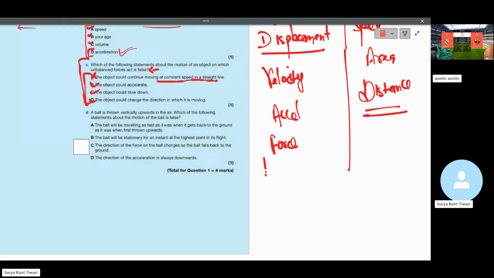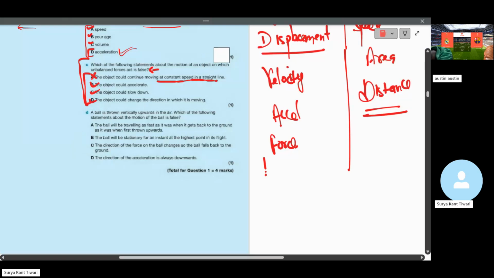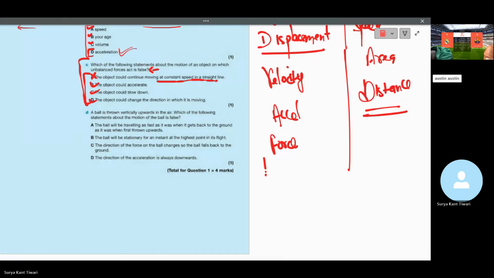The ball is thrown vertically upward in the air. Which of the following statements is false? A: the ball will be traveling as fast when it gets back to the ground as when it was thrown upward. B: the ball will be stationary for an instant at the highest point. C: the direction of the force on the ball changes, so the ball falls back. D: the direction of acceleration is always downward. Is this one right or wrong? One of them is wrong.